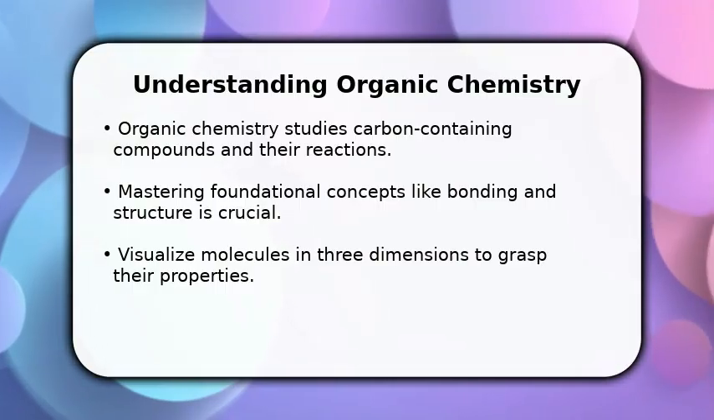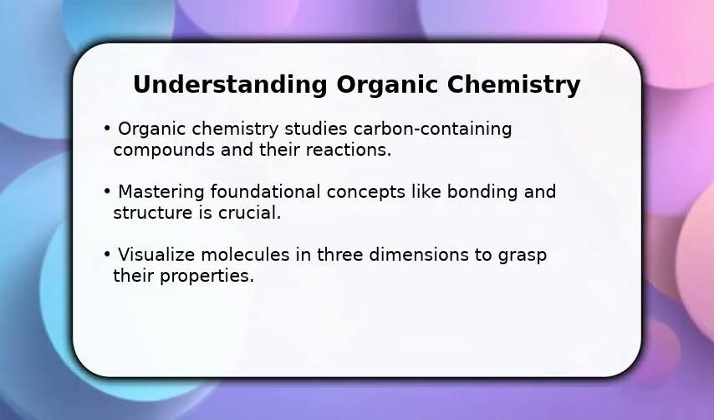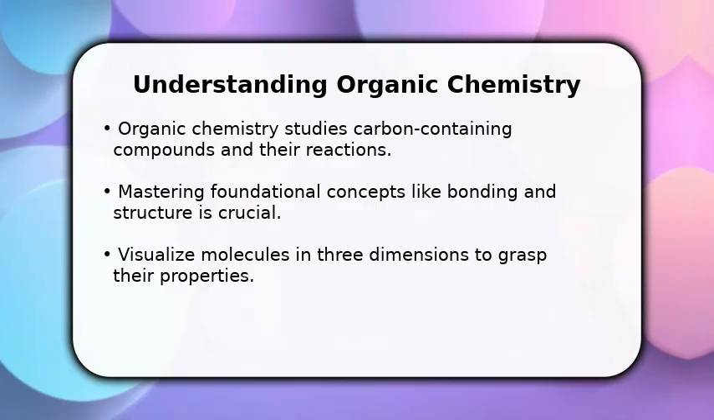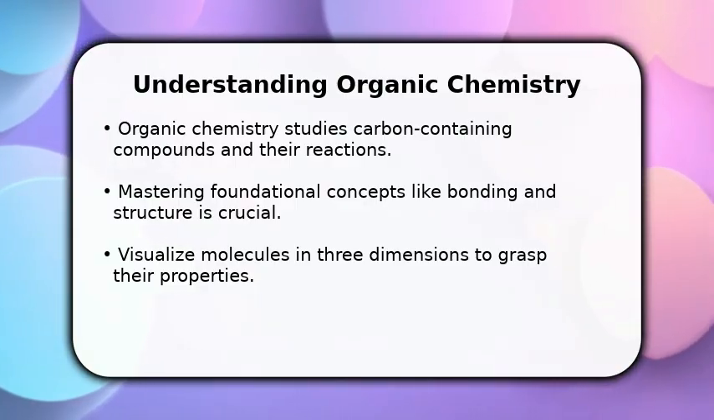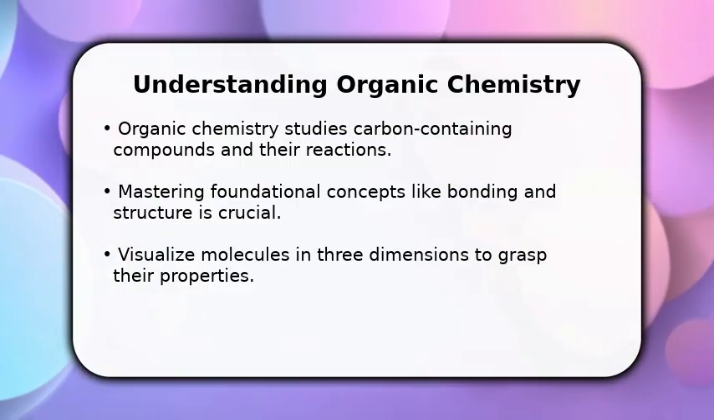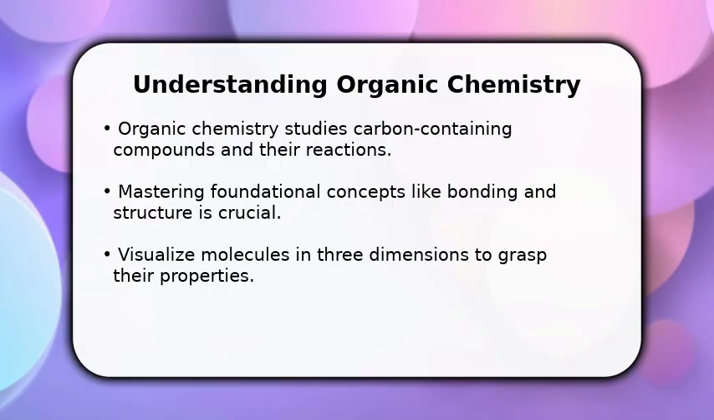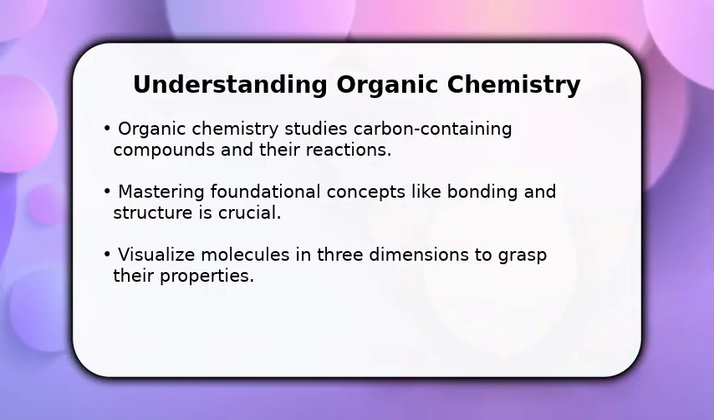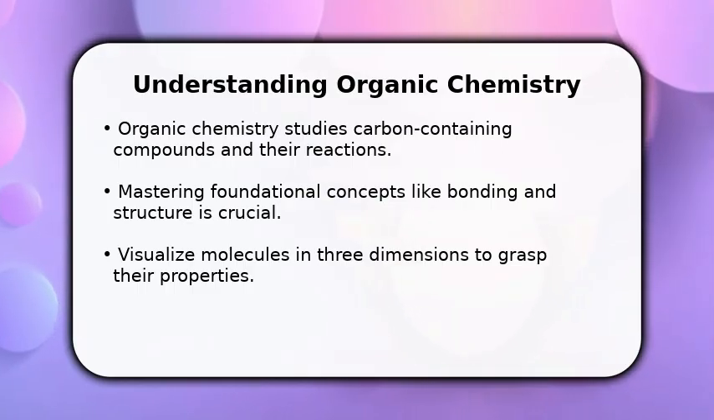In this video, I will explain how to understand organic chemistry. Begin by focusing on the basics of atomic structure and chemical bonding, especially carbon's unique ability to form four bonds. Understand how different functional groups influence molecular behavior. Practice drawing Lewis structures and predicting molecular geometry to build a strong visual foundation. This initial step is vital for tackling more complex topics later on.